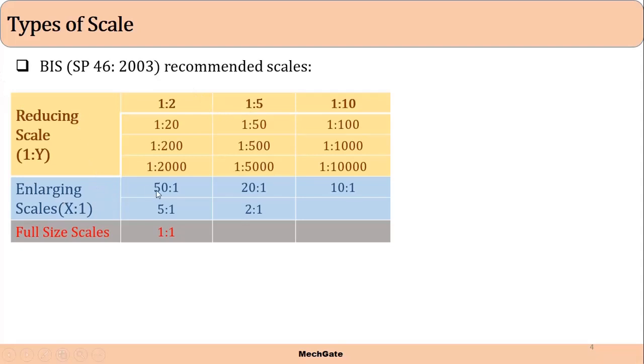Similarly, for an enlarging scale, 50 millimeter on drawing is equivalent to 1 millimeter of actual length. So we are proportionally enlarging the size of the component, right? That's why this is called an enlarging scale. These are the standard scales that we can use for preparing our drawing. And this is my full size scale. If we draw the object with the same length as the actual length of the object on the drawing, then it's called a full size scale.